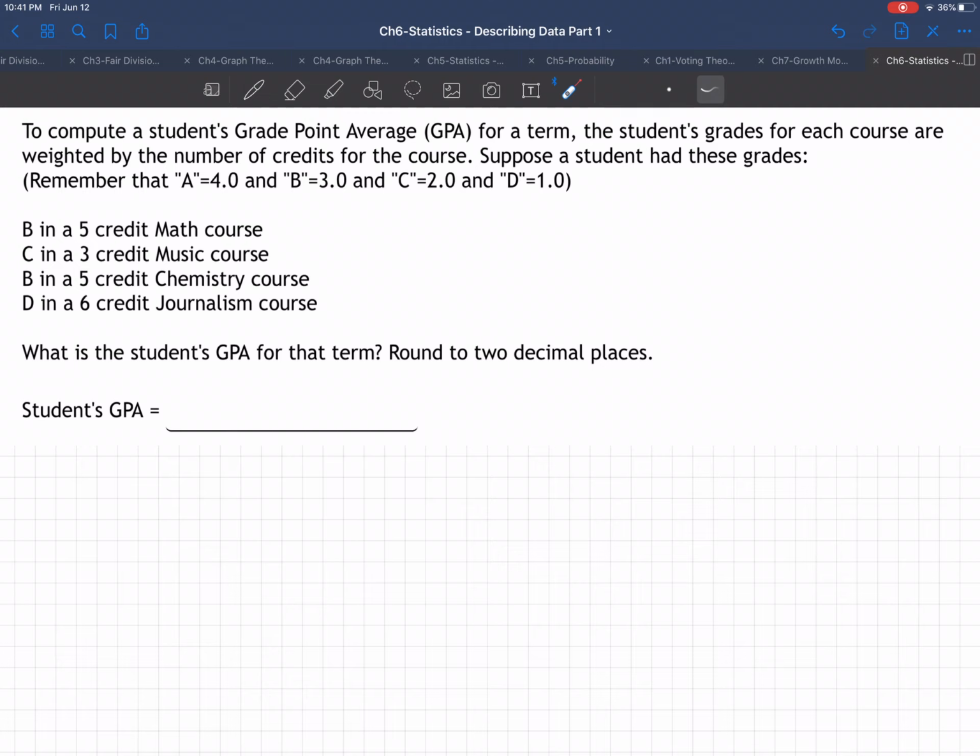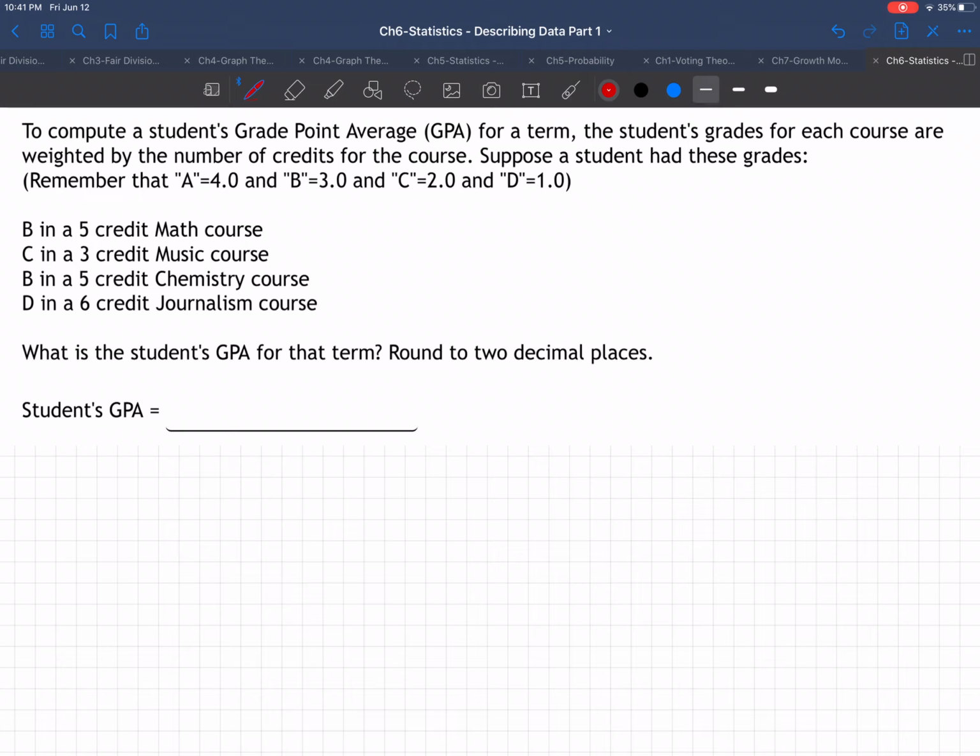So suppose the student had these grades. They had a B in a 5-credit math course, a C in a 3-credit music course, a B in a 5-credit chemistry course, and a D in a 6-credit journalism course. What's the student's GPA for that term, rounded to 2 decimal places? Okay, so how do we go about figuring this out?